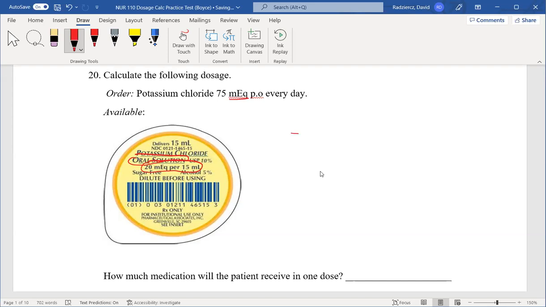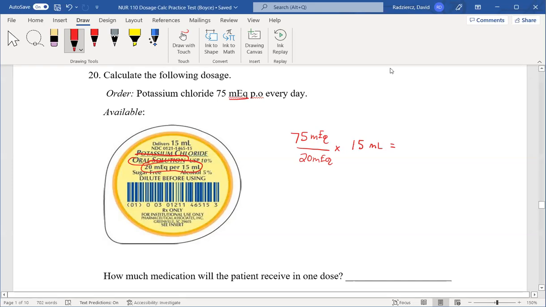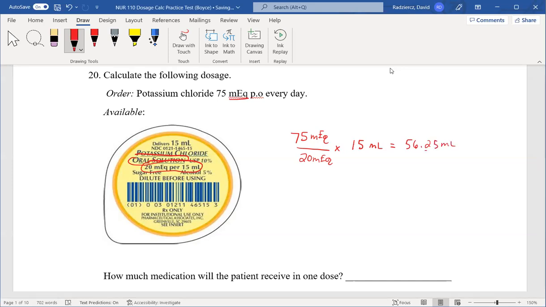So our order is 75 milliequivalents. My available is 20 milliequivalents for every 15 ml. Okay. So 75 times 15 gives me 1,125, divided by 20 gives me 56.25. And so I'm going to do the same thing. I'm going to round it to the nearest tenth. So 56.3 milliliters.